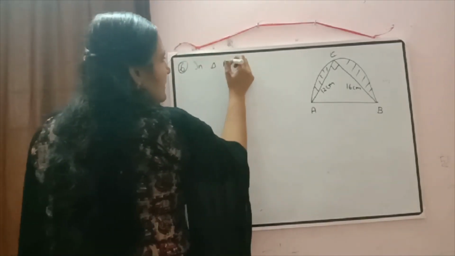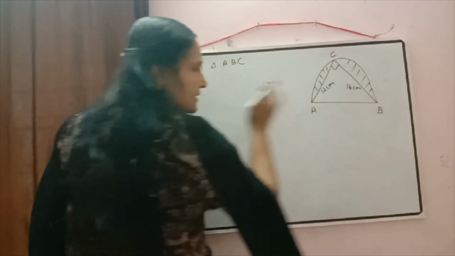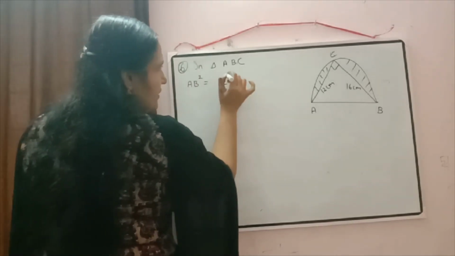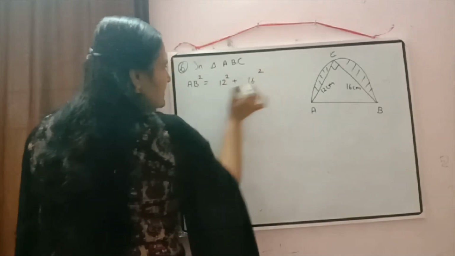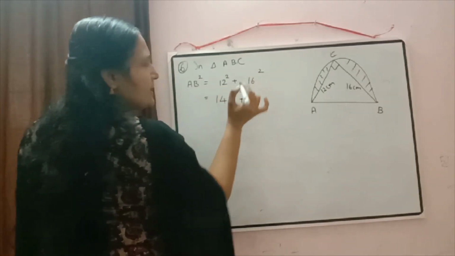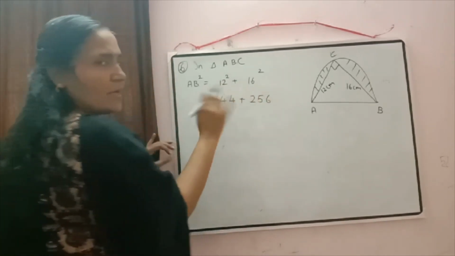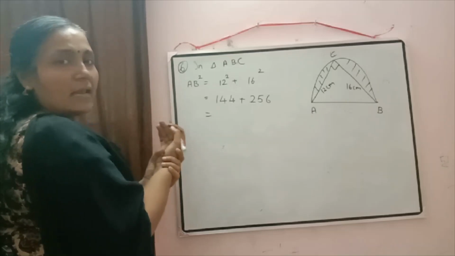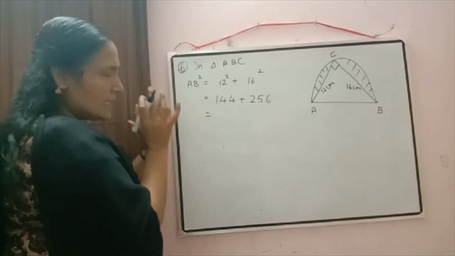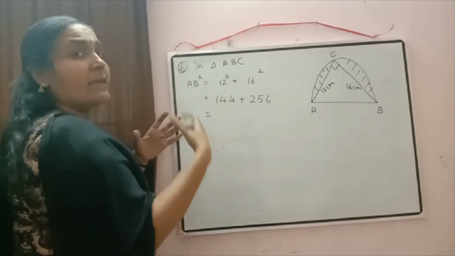So in triangle ABC, the side opposite to 90 degrees is the hypotenuse. So AB square is equal to 12 square plus 16 square. What is 12 square? 144. And what is 16 square? 256. So if you know the squares of all these numbers, calculations will be easy for you. You will need less time to calculate. Otherwise, all this will be lengthy for you.